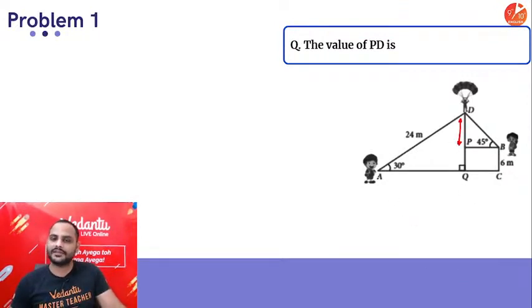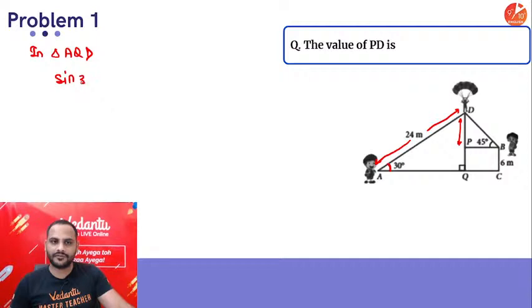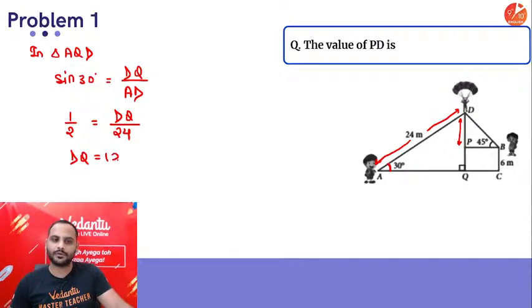So for that I can say, sir, let's look at triangle AQD. So if I look at triangle AQD, theta is 30 degree. We know hypotenuse is 24. We can easily find out DQ, sine theta. So sine of 30 degree will be equal to DQ upon AD, perpendicular by hypotenuse. Sine 30 is 1 by 2. DQ we don't know, but AD is 24. From here you'll get DQ is equal to 12 meters.